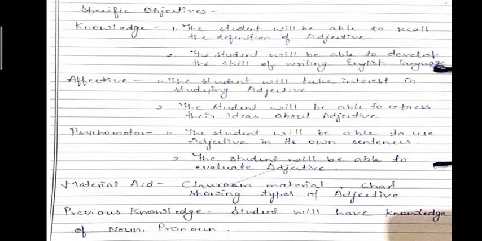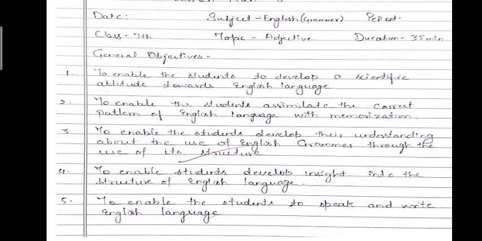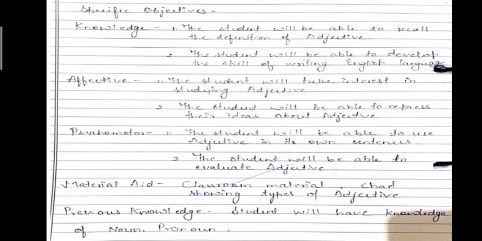So whatever material aids and teaching aids you are using while teaching in the class, you can mention them here. Then next comes previous knowledge. So like our topic is adjective, so students must possess the knowledge of noun and pronoun, so this will be mentioned in the previous knowledge.